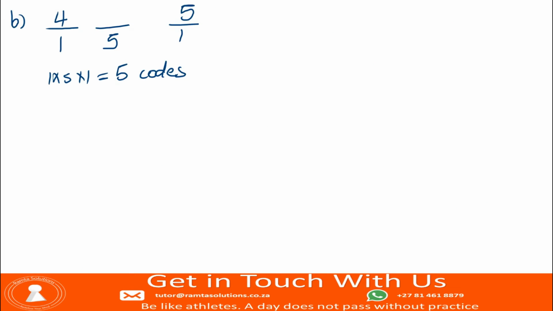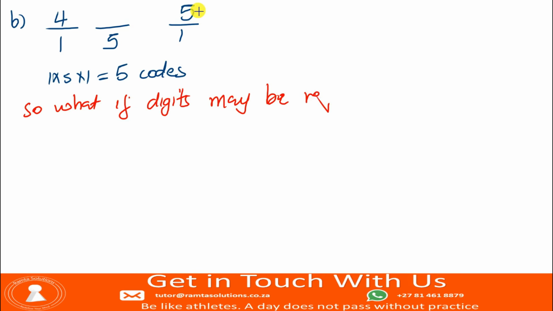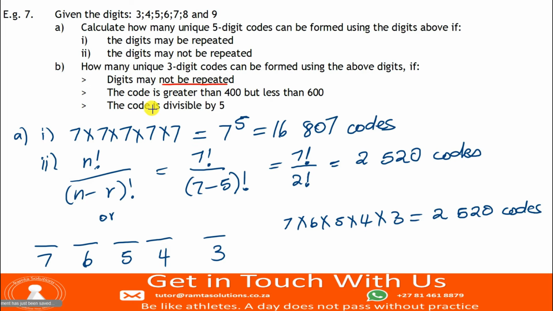So let me make it interesting. I'm going to change the color. What if digits may be repeated? If digits may be repeated, what are we looking at? The conditions remain except this one: the code is greater than 4,000 but less than 6,000, and also the code is divisible by 5.